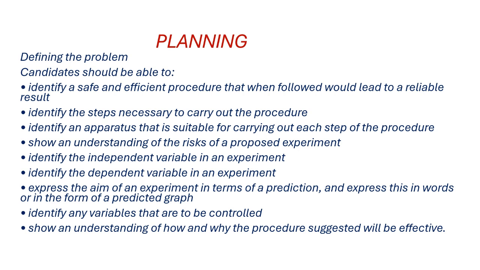Identify the independent variable in an experiment. Identify the dependent variable in an experiment. Express the aim of an experiment in terms of a prediction, and express this in words or in the form of a predicted graph. Identify any variables that are to be controlled. Show an understanding of how and why the procedure suggested will be effective.